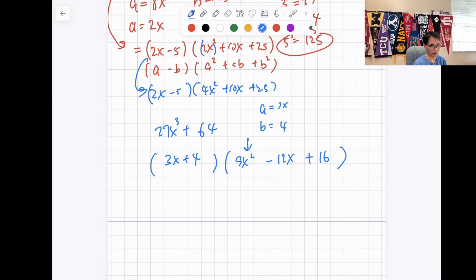No, not 24x. It's AB. So 3x times 4, so it'll be 12x. Not 2AB. You probably thought about 2AB.